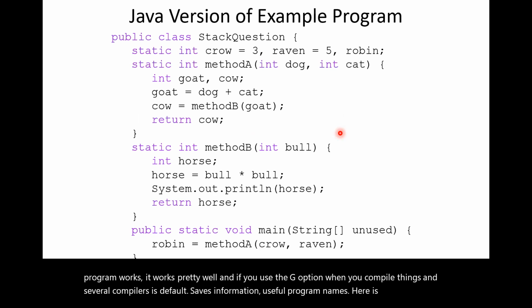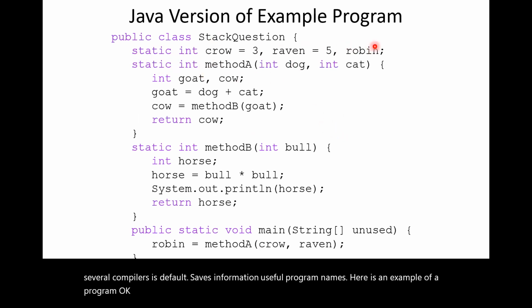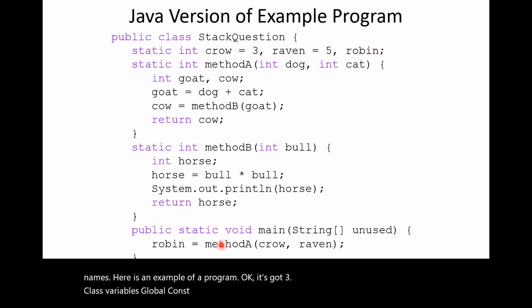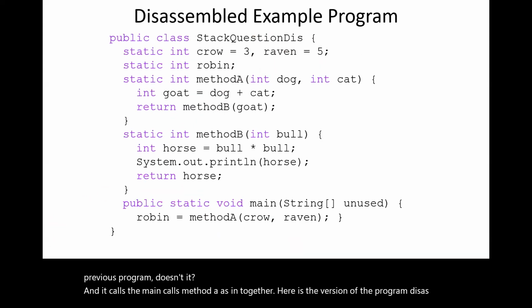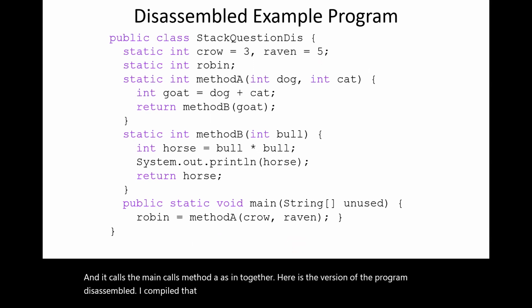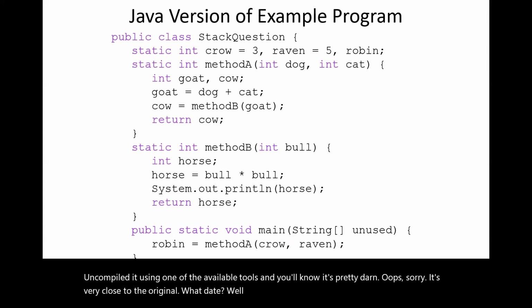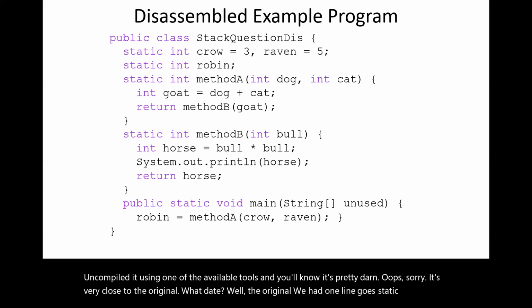Here's an example of a program. It's got 3 class variables, global constants. It's got a method A, method B, and a main program. It looks like the previous program, doesn't it? Main calls method A, which adds them together. Well, here's the disassembled version of the program. I compiled that and then took the compiled version and uncompiled it using one of the available tools. And you'll note it's very close to the original. Well, in the original, 1 line goes static and is converted to 2 lines.